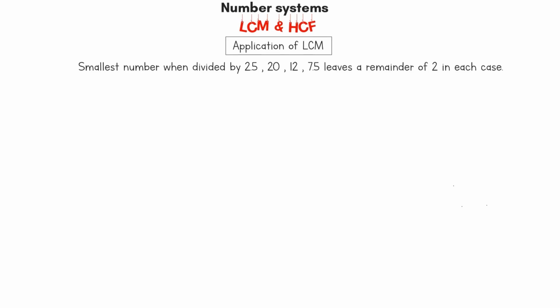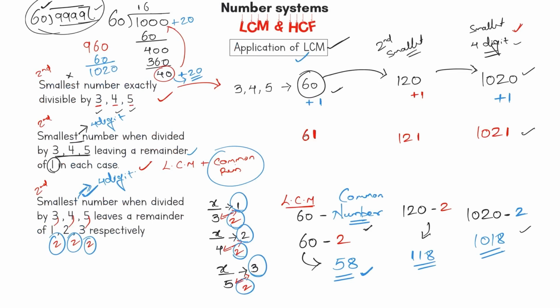Let's see the next application of LCM. Now I need to find out the smallest number which, when divided by 2.5, 20, 12 and then 7.5, leaves a remainder of 2 in each case. Okay, so this is our second type of what we have done earlier.